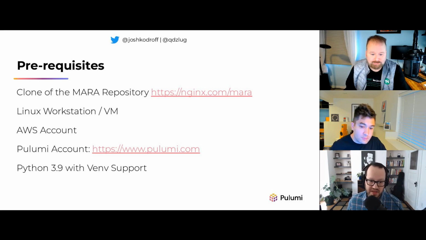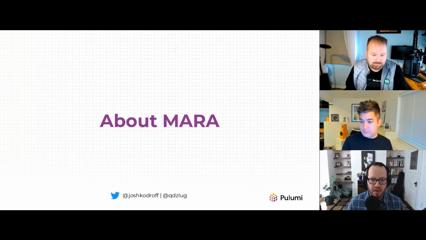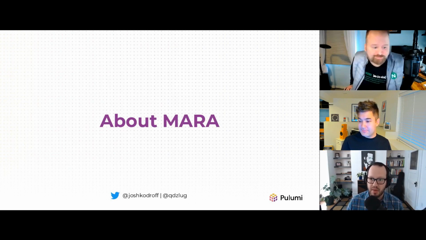You'll need an AWS account. You'll need a Pulumi account. Pulumi accounts are free. And you'll also need Python 3.9 with virtual environment support. So I'm going to hand off to Jason now. He's going to tell you a little bit about Mara.